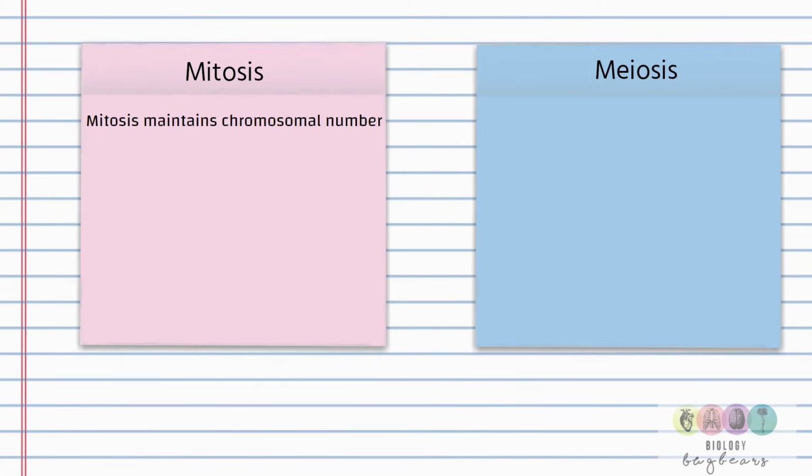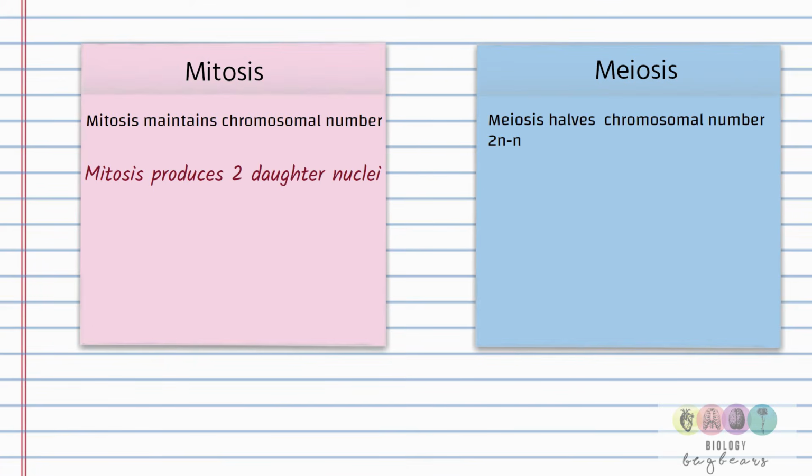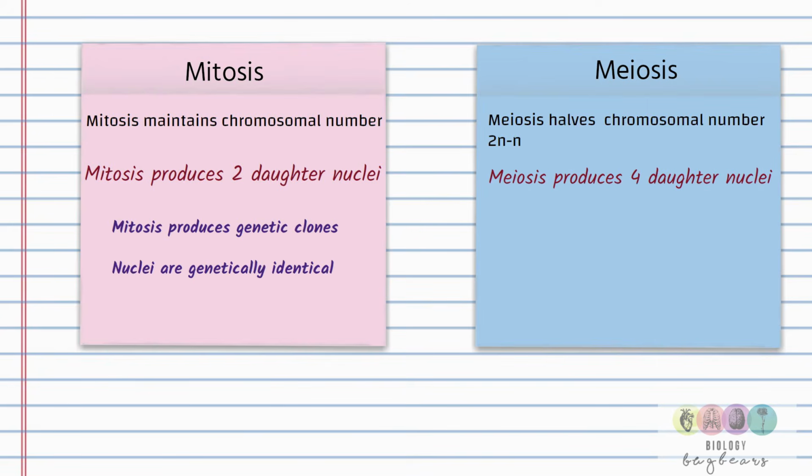Finally, it's important that you can compare mitosis and meiosis, those two forms of nuclear division. Mitosis, firstly, maintains chromosomal number, keeps it the same, whereas meiosis halves chromosomal number, for example, diploid to haploid. Mitosis produces 2 daughter nuclei, meiosis produces 4 daughter nuclei. Mitosis produces genetic clones, but meiosis introduces genetic variation.